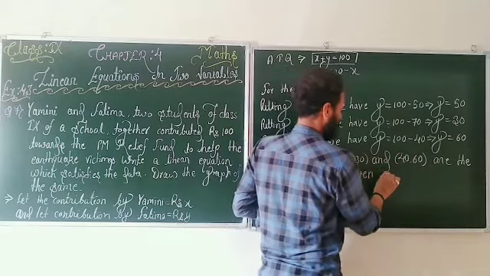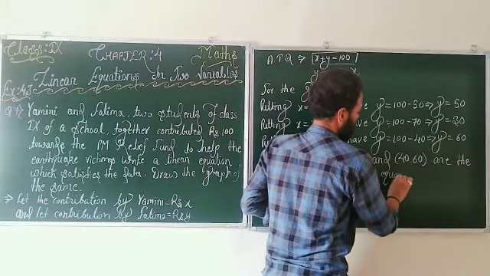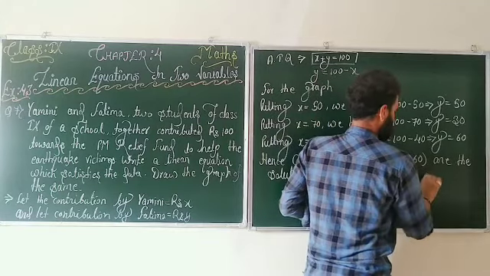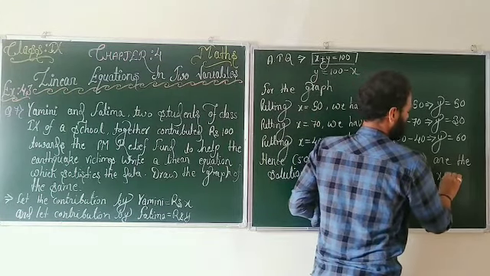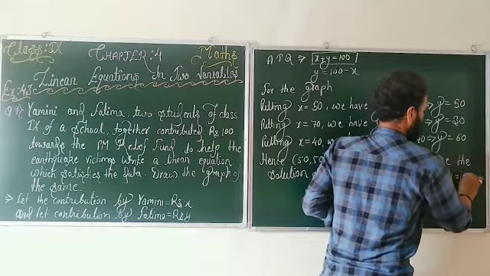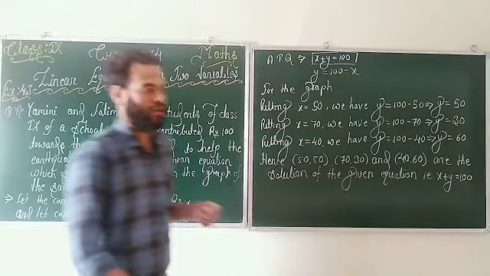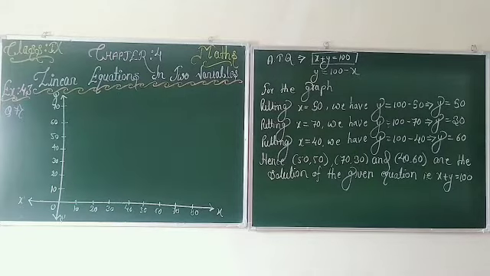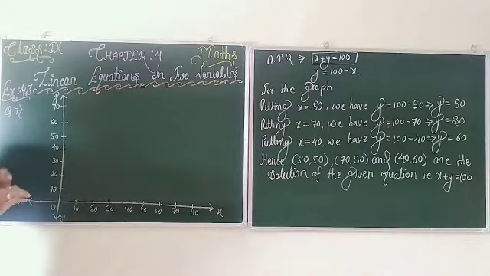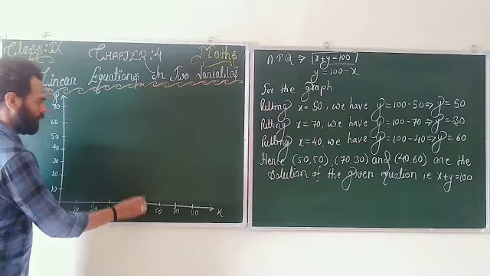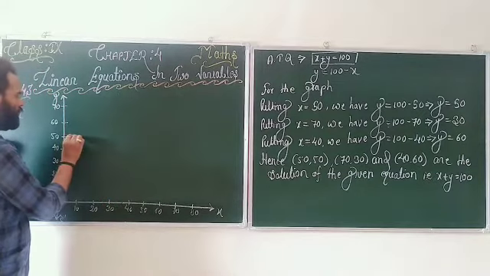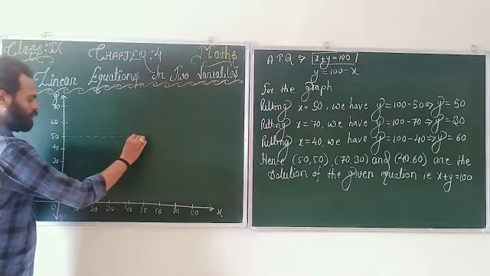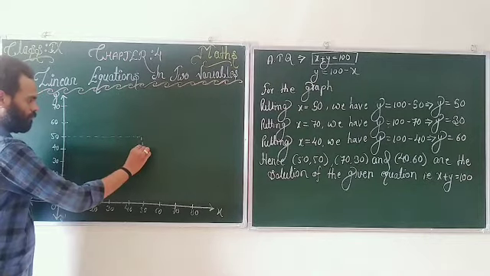Or you can also take the equation, which equation? x plus y is equal to 100. So this way we find out the points. Now on the basis of the points which we find, we draw the graph. If x is 50, y is also 50.